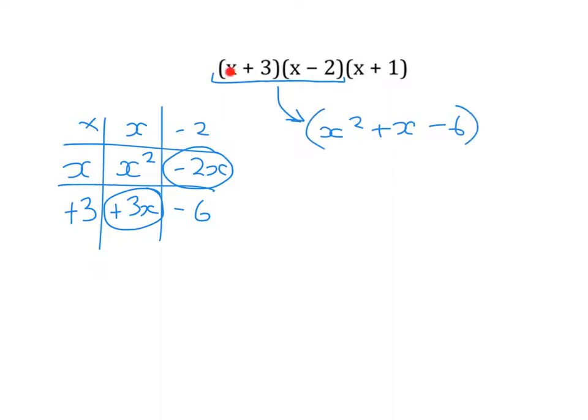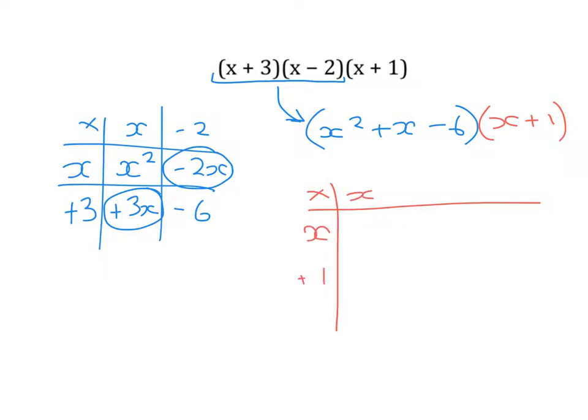So this is the same as this, and then I need to times by the x plus 1. So now I'm going to have another double grid, but the one side's going to be longer than the other. So I'm going to have x plus 1 times x squared plus x minus 6.